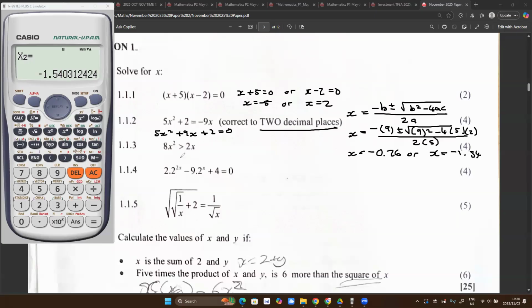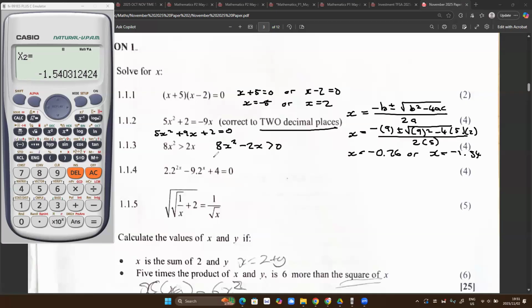Okay, the next question asks, when is 8x² greater than 2x? I've seen people divide by x and then get 2 answers, because then you would get 4x² greater than 2, and dividing through, greater than 1, and you get an answer of maybe 1 and -1, which is incorrect, because you need an answer of 0 here, and I'm going to show you why. So don't divide by x. You need to take the 2x across.